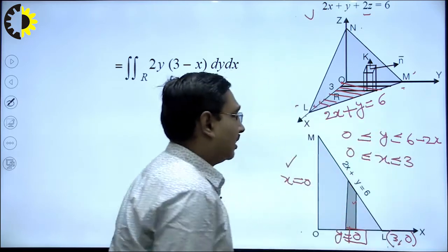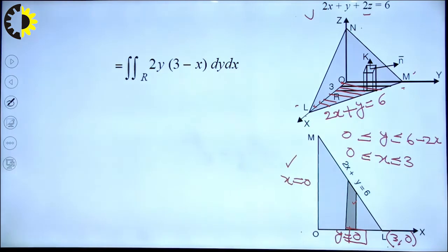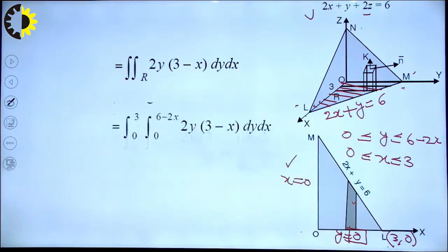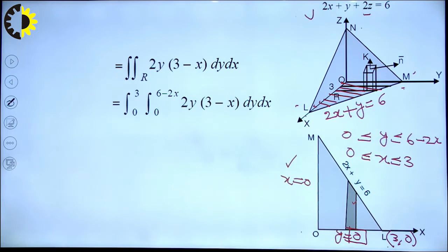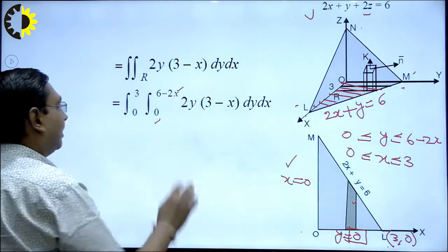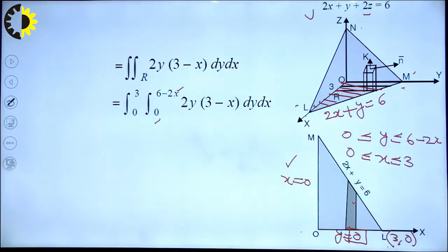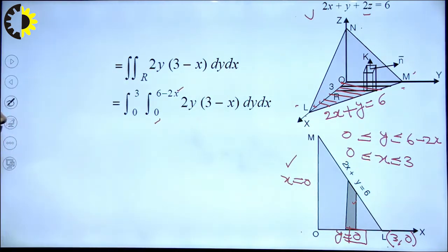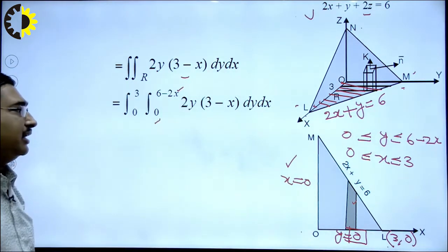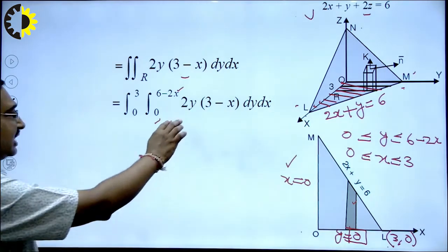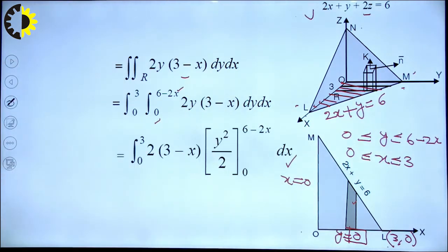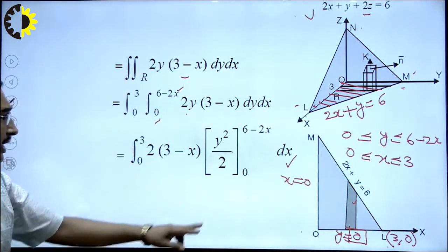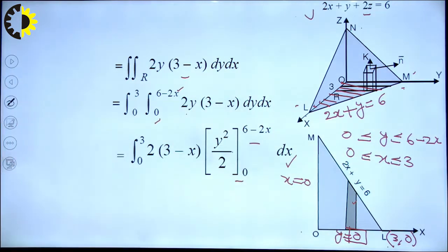These limits will be applied here and the integral will be evaluated. Applying these limits, the limits of y are written inside, 0 to 6 minus 2x. Limits of x are written outside, 0 to 3. The integrand remains unchanged. Now I shall evaluate the integral. We shall first integrate with respect to y. Integrating with respect to y, this y will give y square upon 2. Limits of y will be applied.